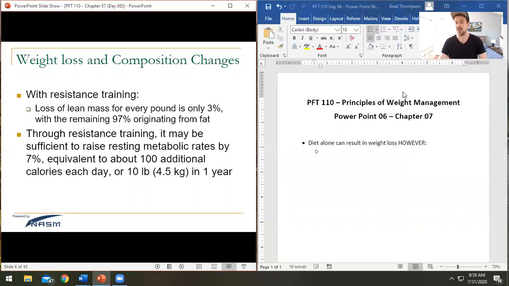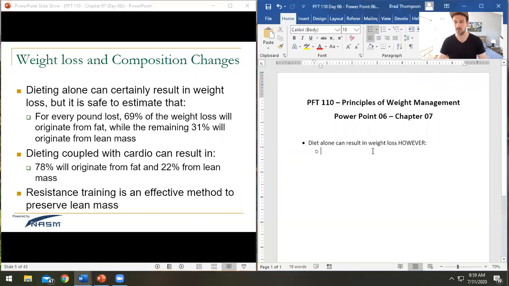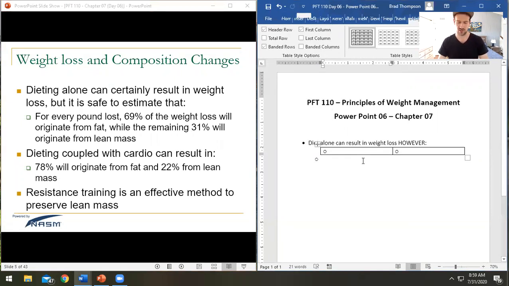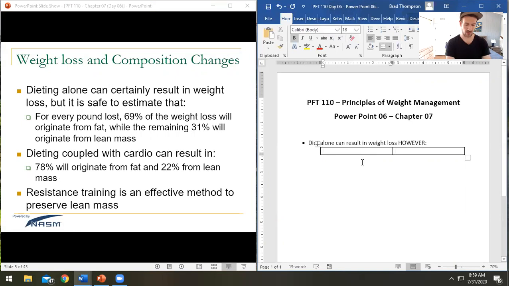And most of our clients, that's not the way they're going about things, right? So diet alone can result in weight loss, right? But I'm going to put a little table in here. Let's see here. So we'll have diet alone, diet plus cardio, and diet plus exercise.